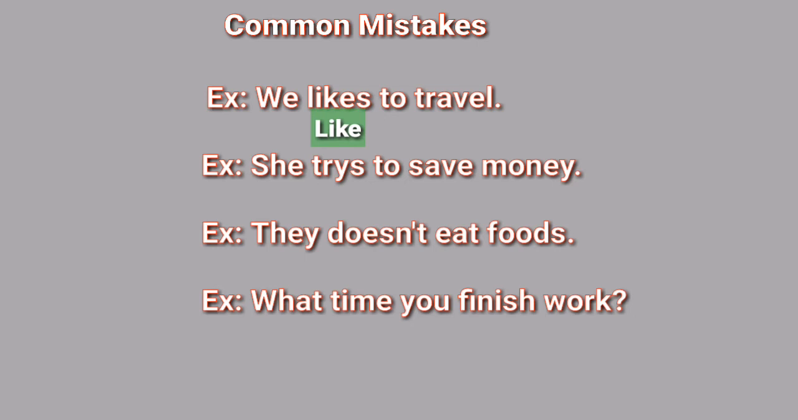She tries to save money. Here it can't be tries, because as we said, when we have y at the end of the word and before it there is a consonant, consonant plus y, we change y to i, then add es. We should say she tries to save money.